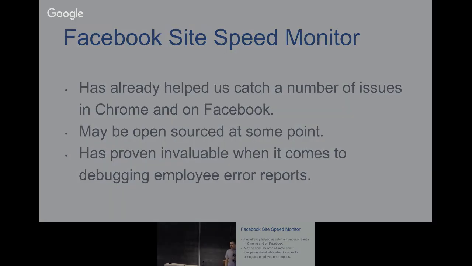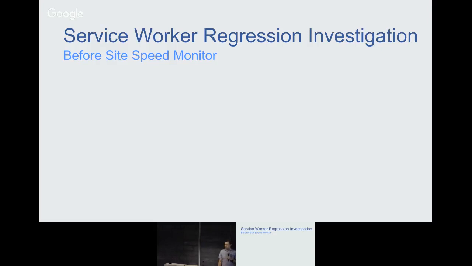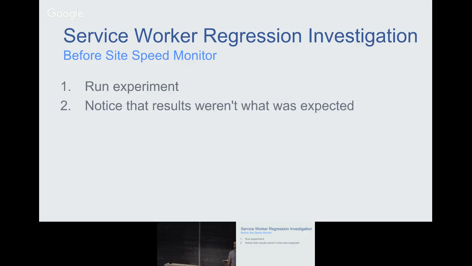So here's an example of how we would investigate a regression. Let's say we had a service worker regression. Before, we'd run an experiment, maybe we're trying to do fetch from service worker. We'd see, all right, this is slower than what we expect. Maybe we guessed it was slow, but it's slower than what we expected.